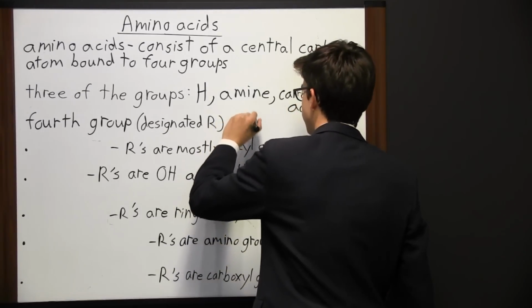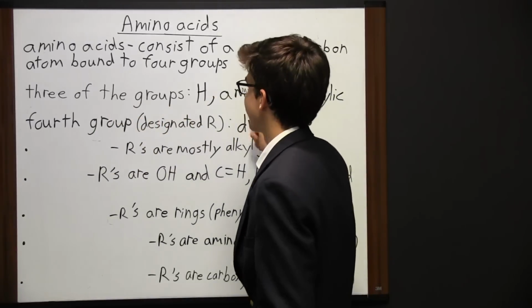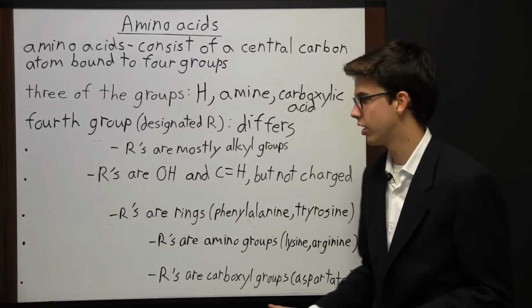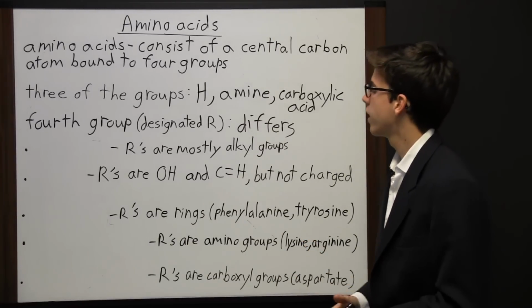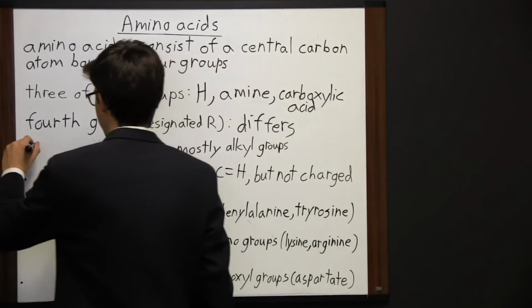And so I'm just going to write here, it differs. Because like I said, although 3 of the groups are going to be the same for every amino acid, the 4th group is going to differ from amino acid to amino acid. So we can classify amino acids into 5 different groups. And so we're going to take a look at those classifications.